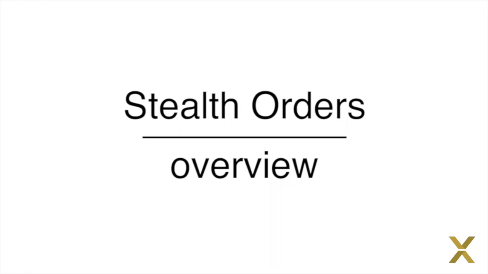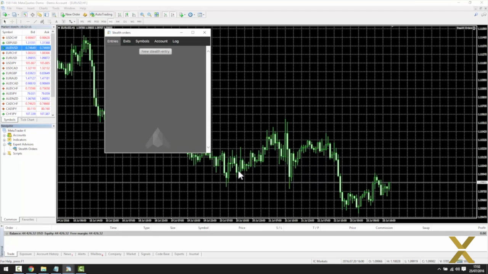Overview. Instead of placing pending orders, the Stealth Order app automatically buys or sells at the current market price when a specified entry level is reached. There is no pending order in the market which other participants can see. Similarly, we can have a stealth stop loss or take profit which sends a close instruction when an exit level is hit.